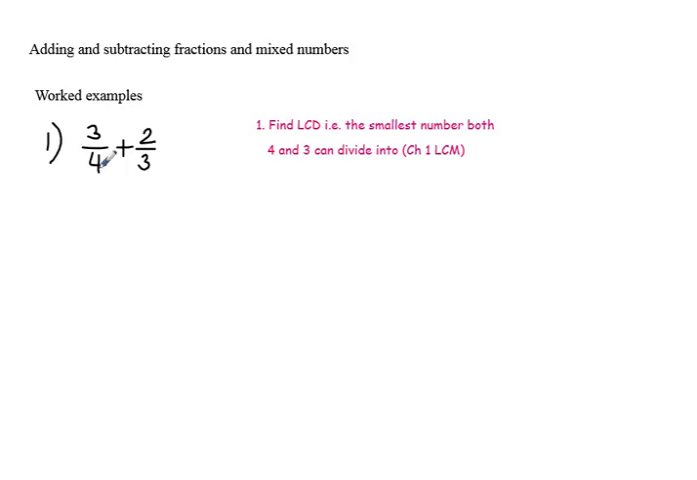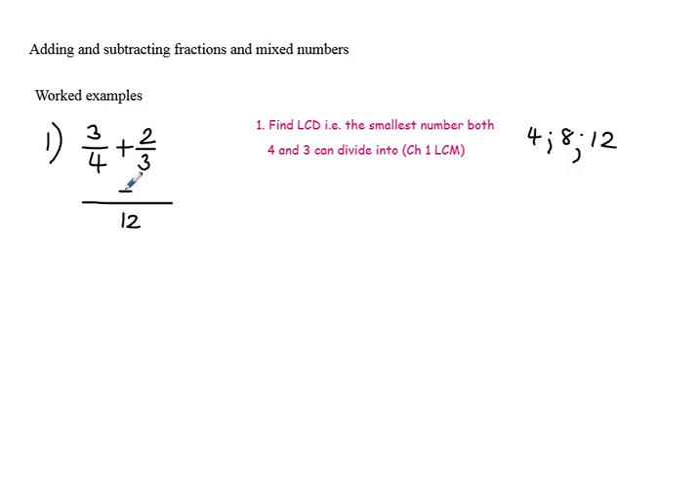Right, so one way of doing it is if I write down the number 4, 3 can't go into 4, so I write multiples of 4. 8. 3 can't go into 8. 12. Can 3 go into 12? Yes, 3 can go into 12. So my common denominator is going to be 12.